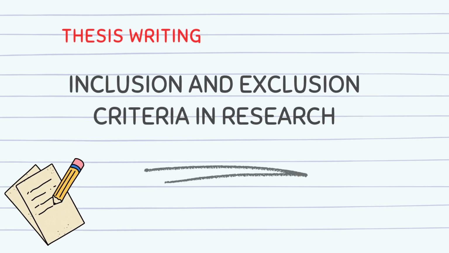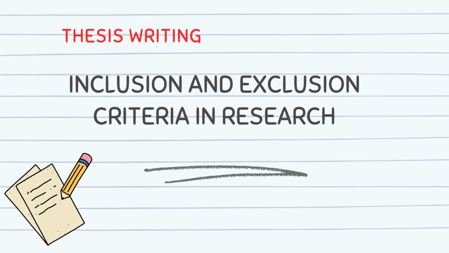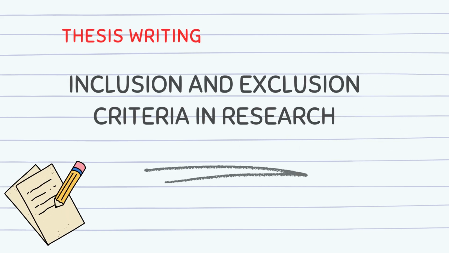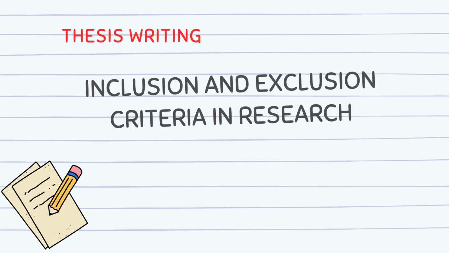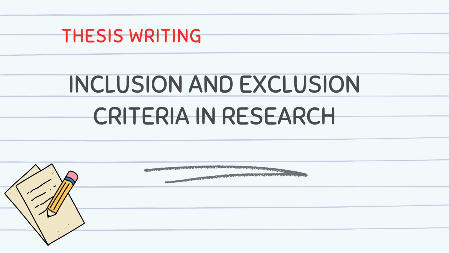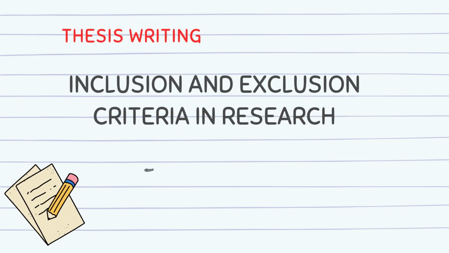Inclusion based on demographics. You may include people based on age, gender, education level, or location. For example, students from urban public schools in Region 12. Exclusion based on health or condition. If you're studying sleep patterns, you might exclude people with diagnosed sleep disorders to avoid skewed results.